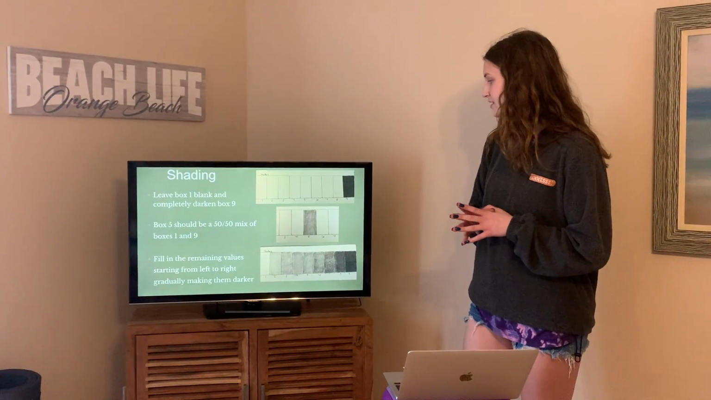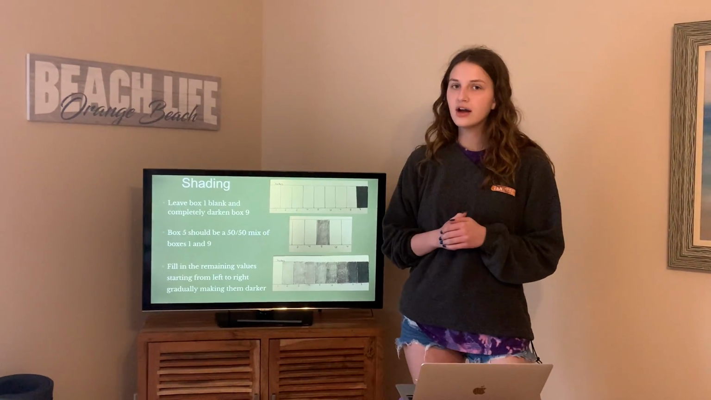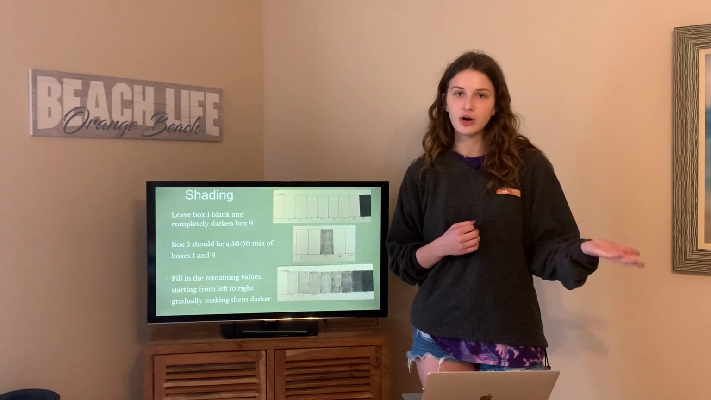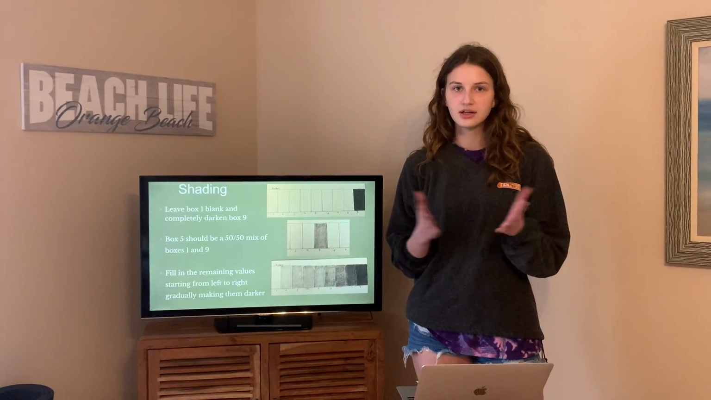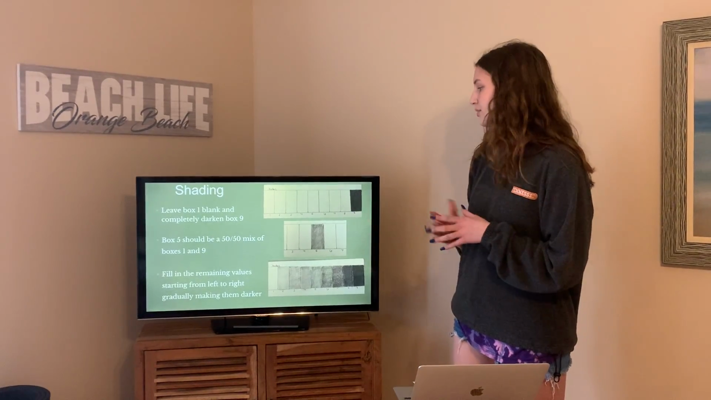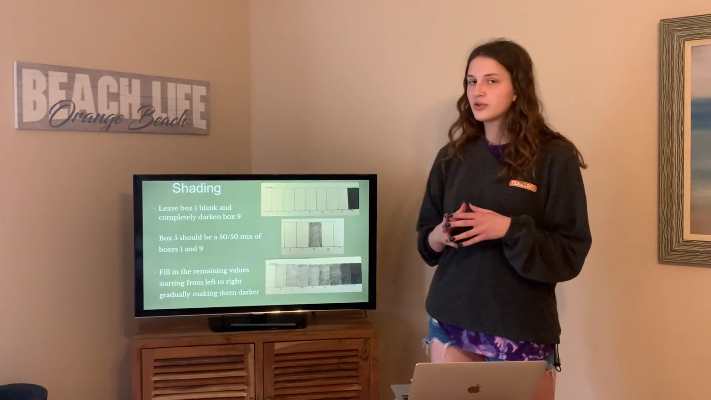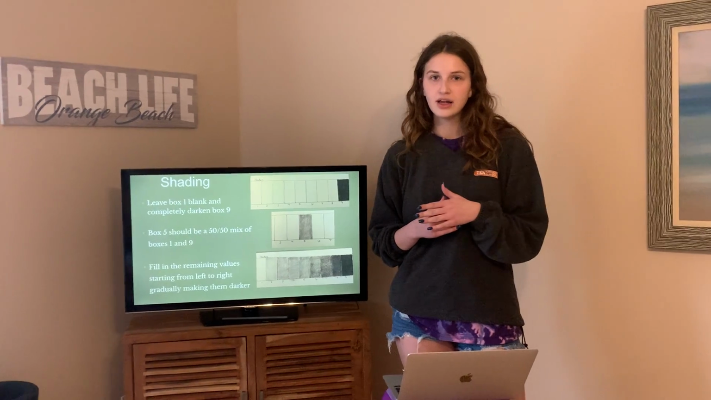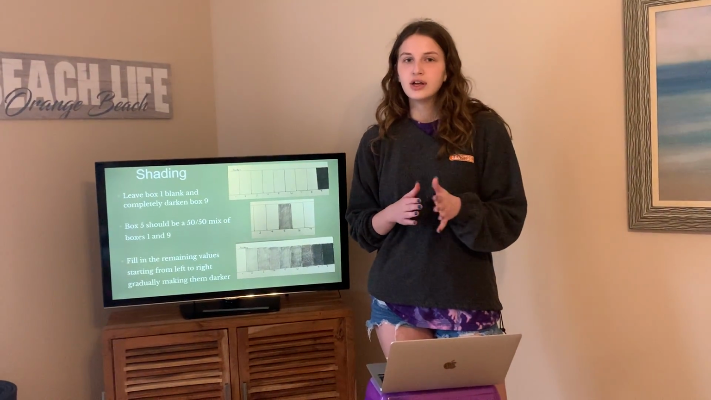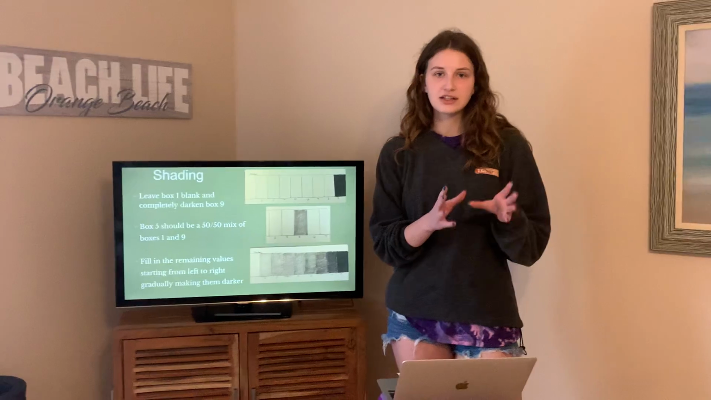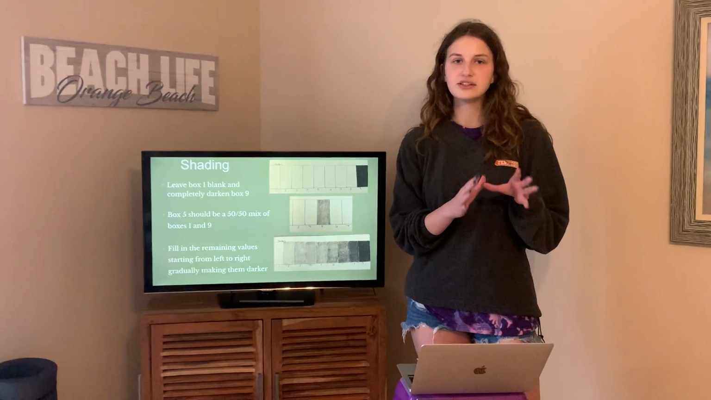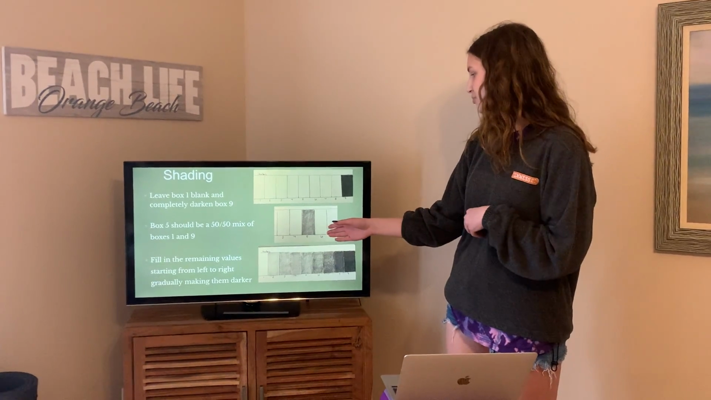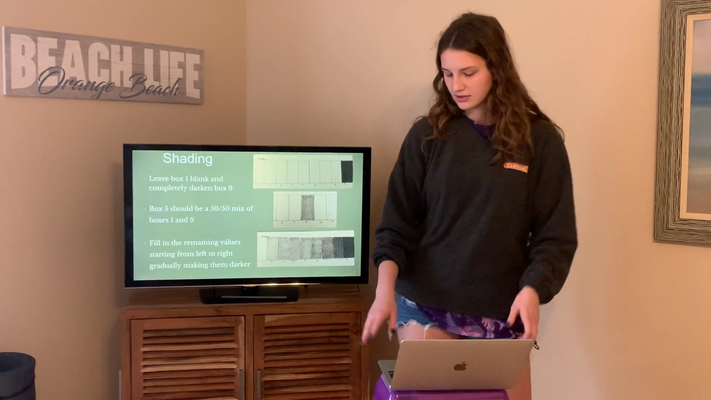And then the second step is to look at box 5 and shade it in what you think a 50-50 mix of your box 1 and your box 9 would look like to give you this middle tone. And then you're going to shade in your values from left to right, gradually getting darker. The 2 that are next to each other should look very similar with just a slight difference. So your values will slowly make their way to being dark.